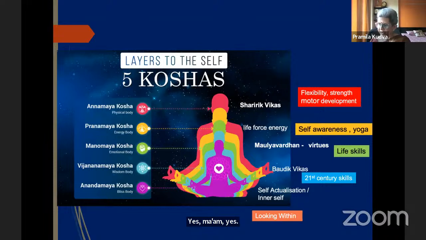So life skills can be introduced. 21st century skills can be introduced. Reasoning, inductive approach, deductive approach, everything comes in here. Ability to do critical thinking, everything related to cognition comes here. Self-actualization, I'm not going to talk about because it's beyond the capability of the foundation level children. For that matter, some of us may not have realized the self-actualization.